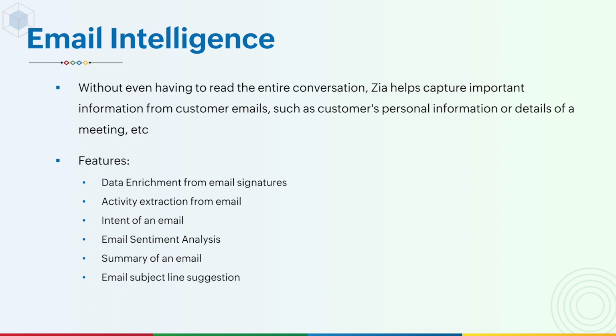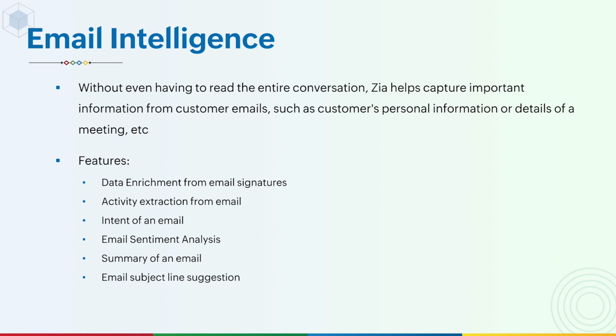By just simply choosing to switch on email intelligence, Zia provides these following features: data enrichment from email signatures, activity extraction from email, intent of an email, email sentiment analysis, summary of an email, email subject line suggestion. Data enrichment from email signatures.